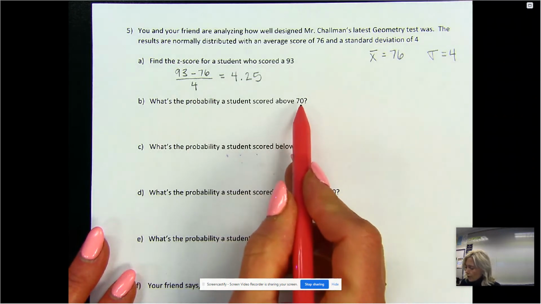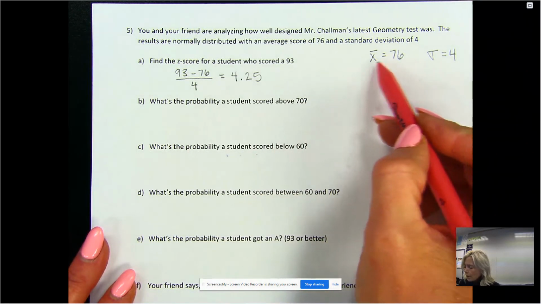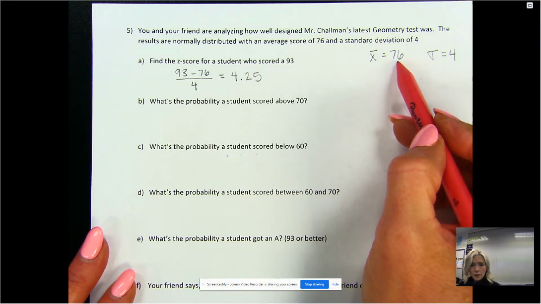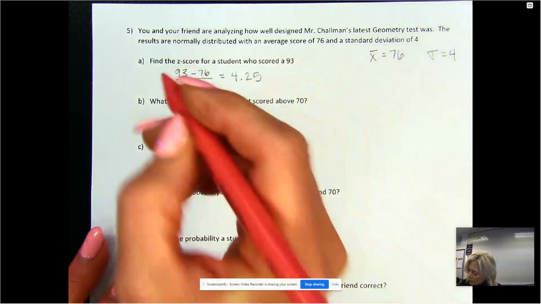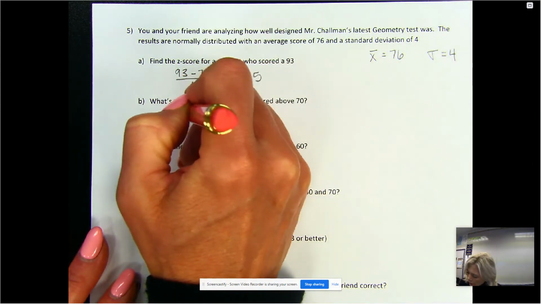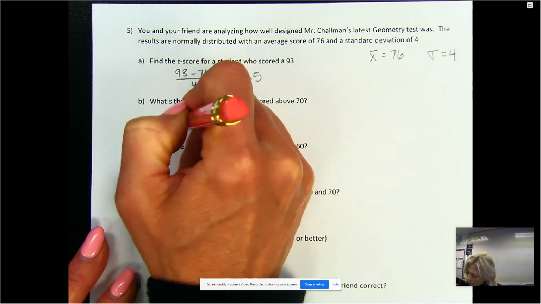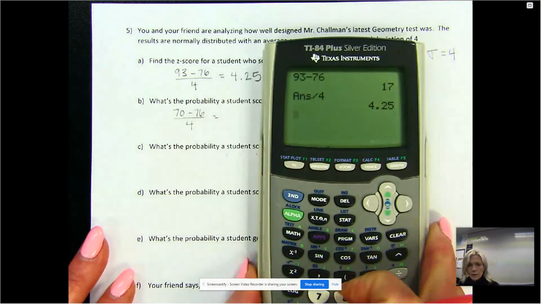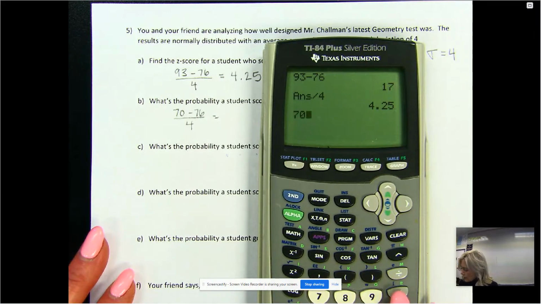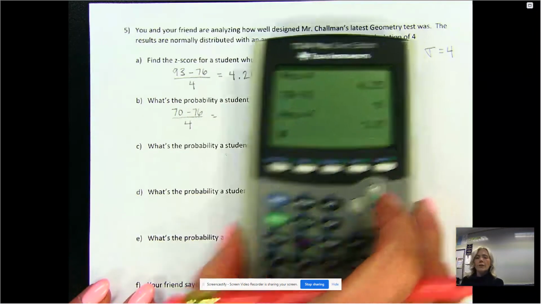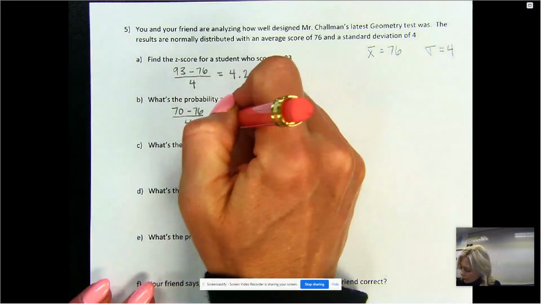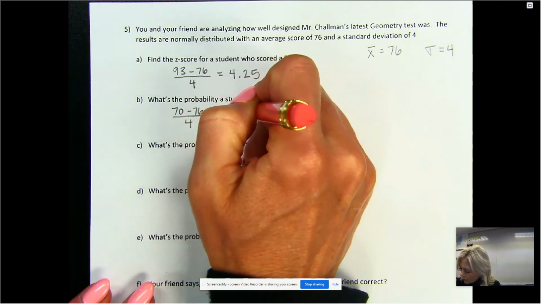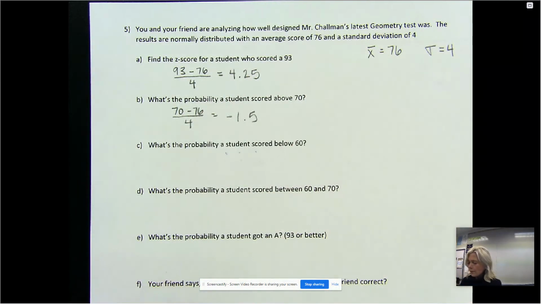The next student scored a 70. 70 is less than 76, so I'm going to expect a negative z-score. 70 minus 76 divided by 4. 70 minus 76 is negative 6, and then that divided by 4 is negative 1.5. So that means 1.5 standard deviations below the mean.